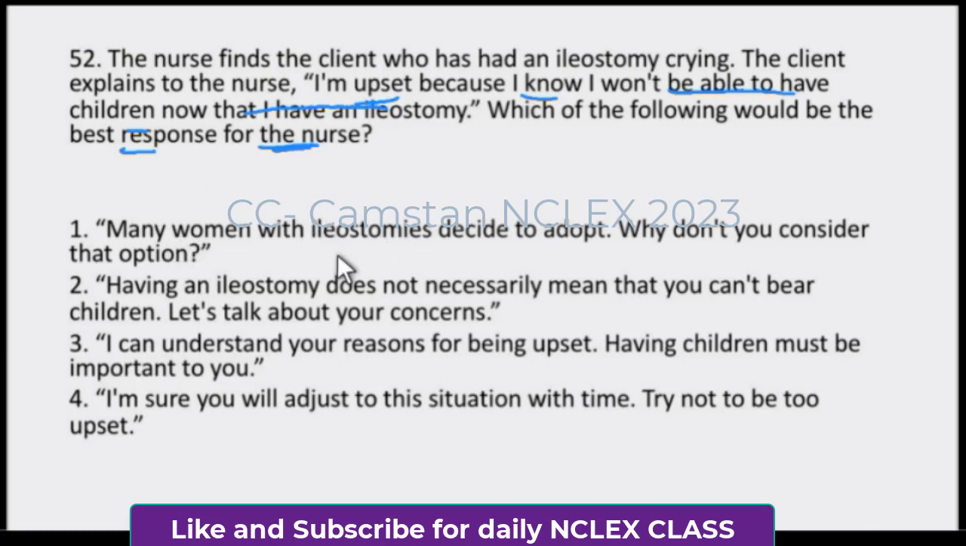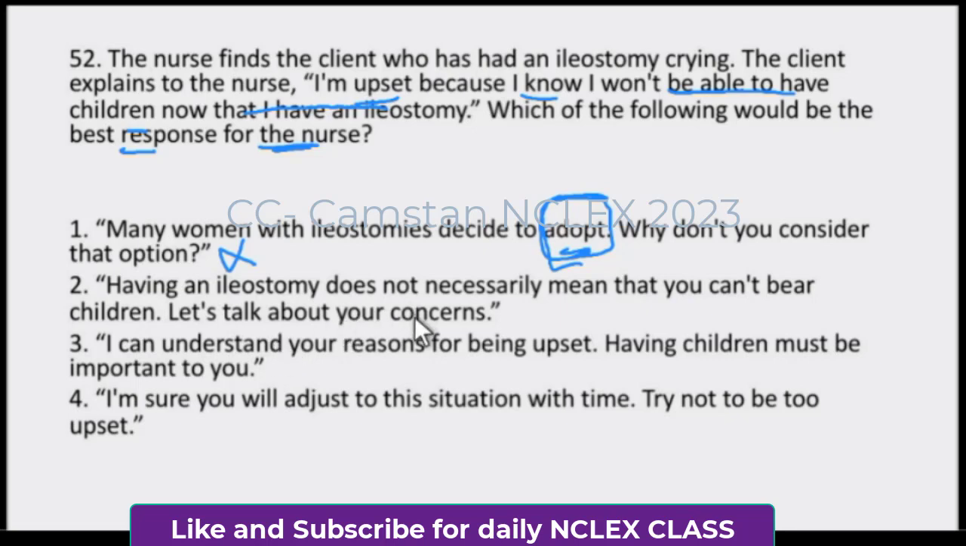Many women with ileostomies decide to adopt. Why don't you consider that option, right? So the nurse is telling the client to adopt, right? So telling the client that they can adopt does not address the client's concerns, right? So this option is not correct. Next one is having an ileostomy does not necessarily mean that you can't bear children.